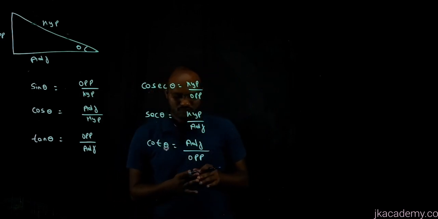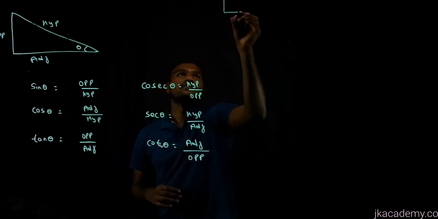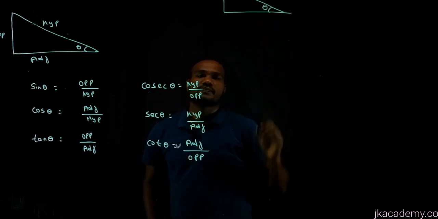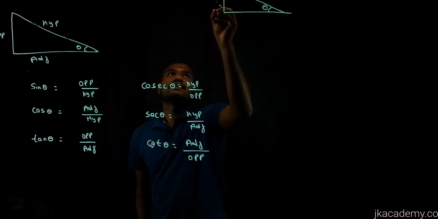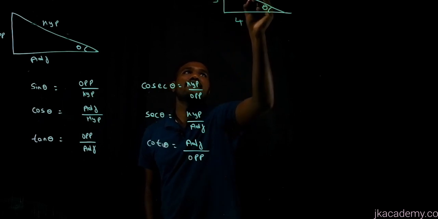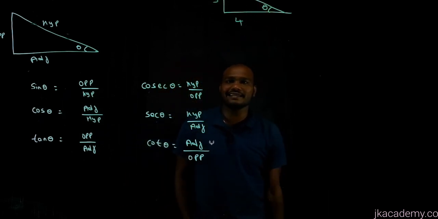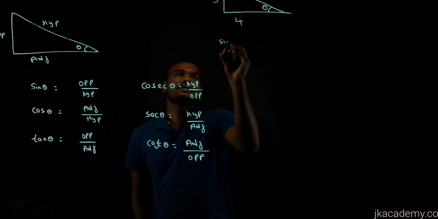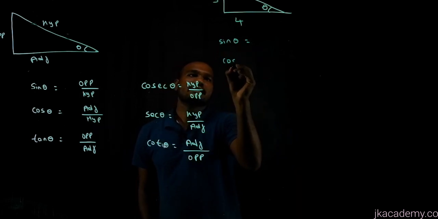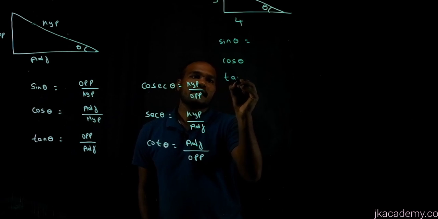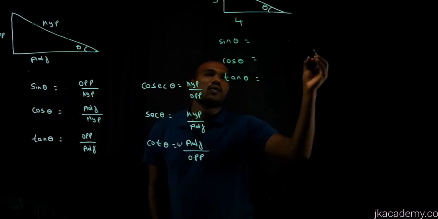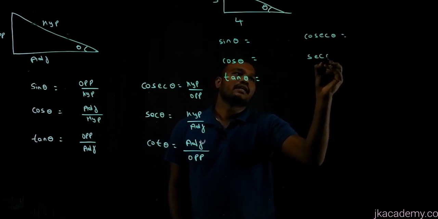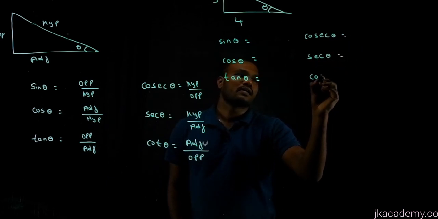Suppose I give a right angle triangle. Let's take this angle as theta. So if I take this as 3, 4 and 5, if I'm given 3 side lengths as 3, 4 and 5, find sin theta, cos theta, tan theta. Also find cosecant theta, secant theta, cot theta.